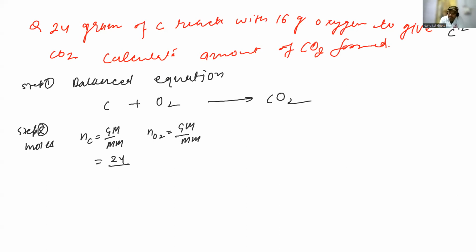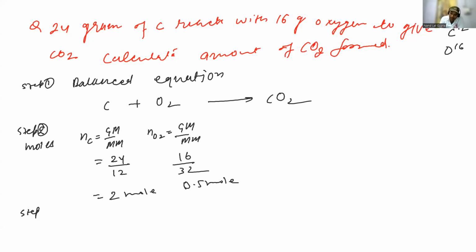Carbon is 12, oxygen 16. So how much is there? Here it is 24 by 12. And here, how much is there? 16 by 32. So how much is coming? This one is 2 mole. Here it is 0.5 mole. Right. Now step number 3.